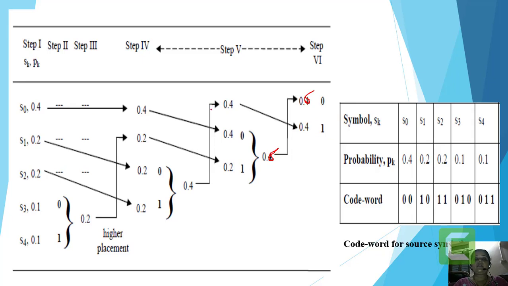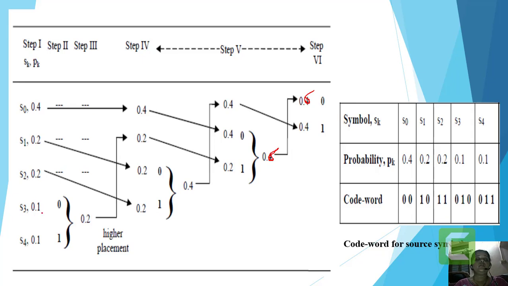The tracing back will start over here. This 0.4 had the digit 1 in the previous step, so its code word will now be 1.